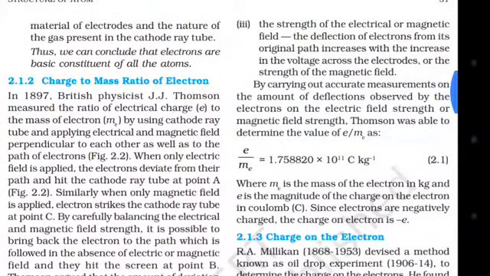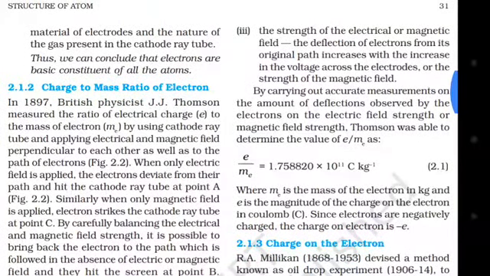We are on the 31st page. 2.1.2, charge to mass ratio of electron. In 1897, British physicist J.J. Thomson measured the ratio of electrical charge e to the mass of electron me by using cathode ray tube and applying electrical and magnetic field perpendicular to each other as well as to the path of electrons, in Figure 2.2.